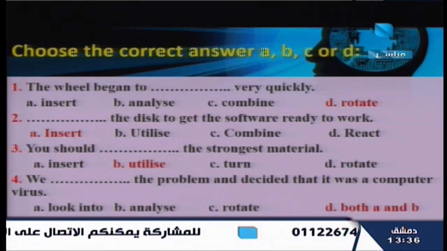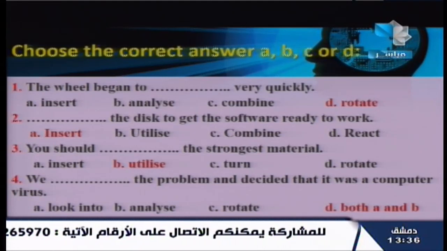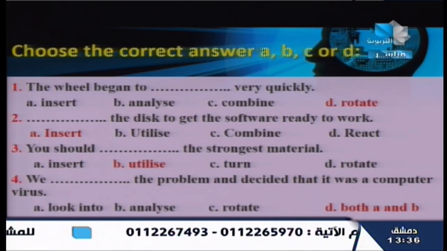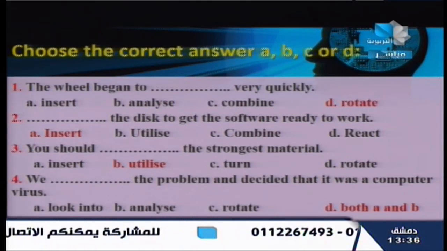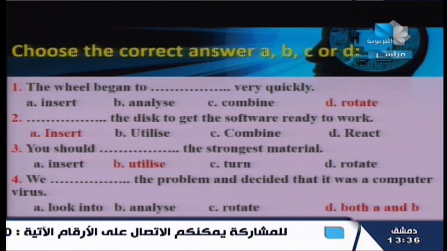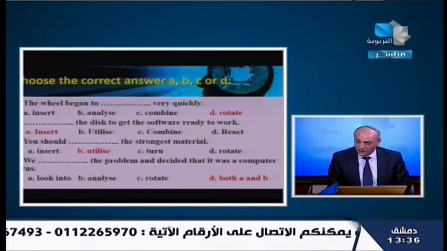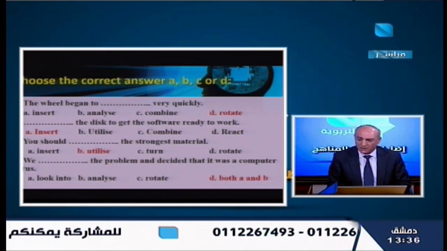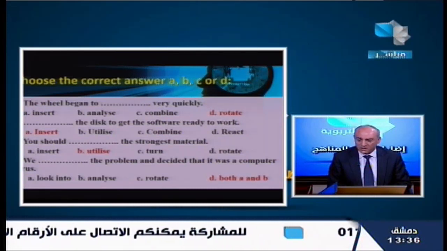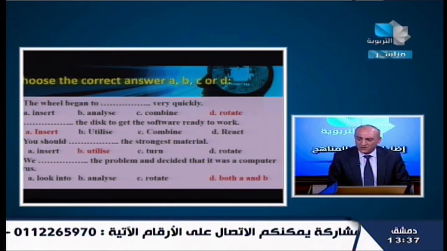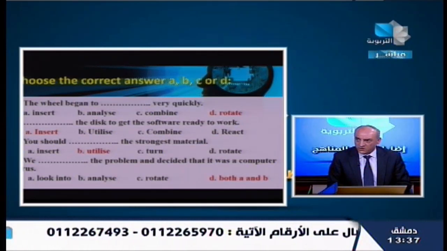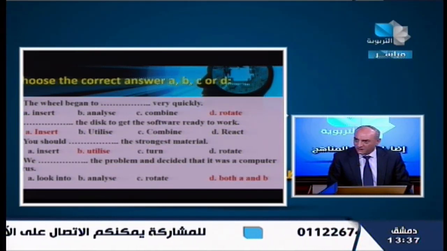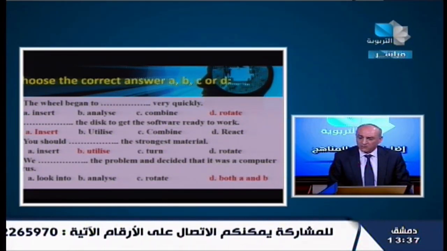Yes. I think it must be analyzed. We analyzed the problem and decided that it was a computer virus. Here you mix between 2 answers, right? Look into the problem and analyzed the problem. Looked into and analyzed. We can use them both. Yes. It's okay, but in the final exam, it's just an exercise here. In the final exam, we don't follow this strategy. The students will be given 4 different choices. This is what I mean. It's okay for now. It is an exercise.